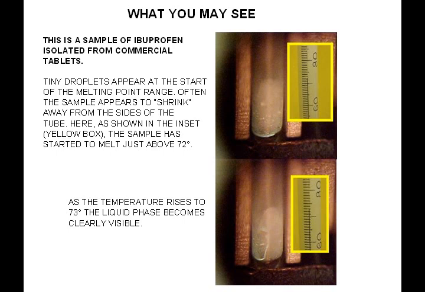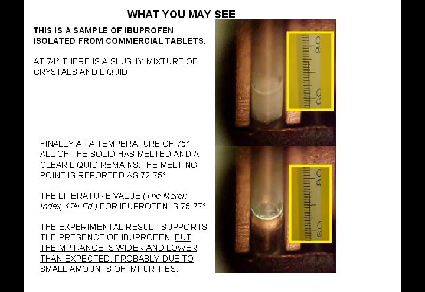So on the right hand side, in the upper right, you see at just above 72 degrees some liquid droplets starting to form. So let's record that as our first melting temperature. And then at 73 we see some liquid starting to form very clearly, very visibly. At 74 degrees we see a slurry, and at 75 we see the entire sample is clear. So our melting range is 72 to 75.